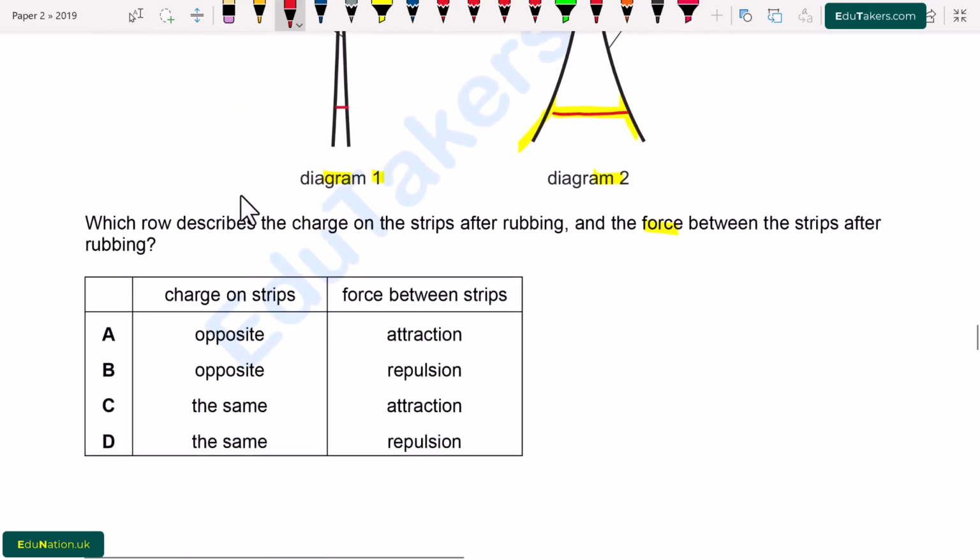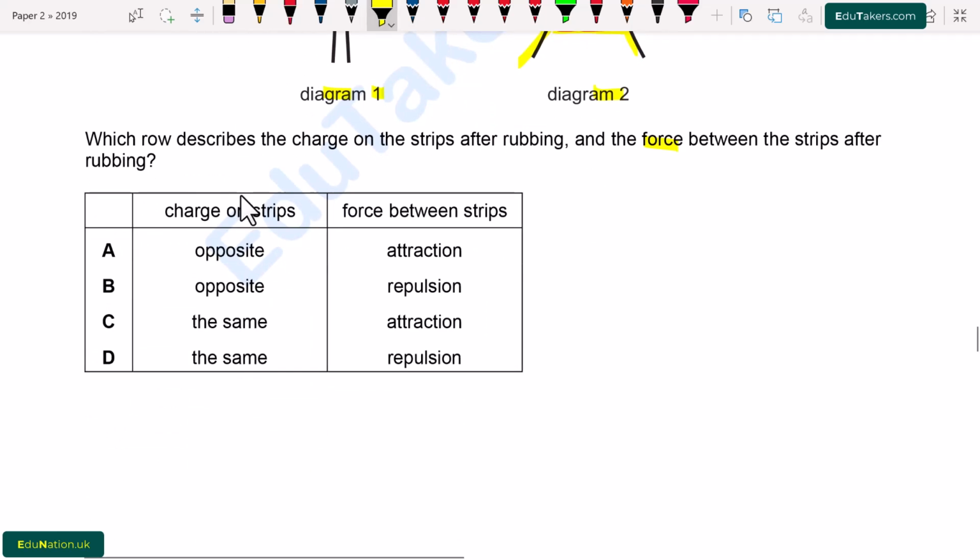Now we see the options. Charge on the strips and the force between the strips. Option A, opposite and attraction. So this is incorrect because the charges are the same. Option B, opposite and repulsion. So this is also incorrect because of the opposite charges. C, the same and attraction. Option C is also incorrect because there is a repulsion, not an attraction. Option D, the same and repulsion. So option D is correct.